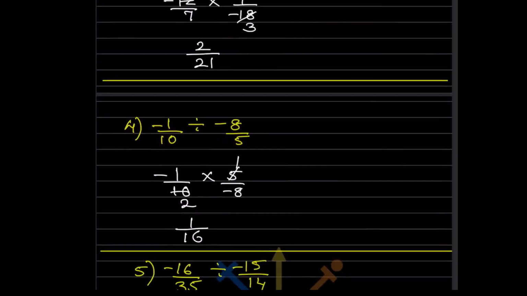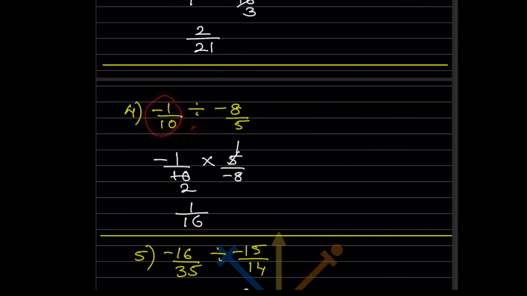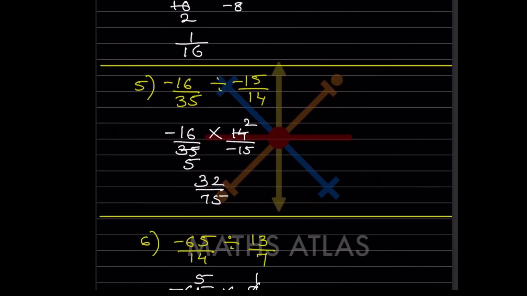So this is going to be minus 1 by 10. This becomes multiplication, this will get flipped over. 5 by minus 8, so that will be 5 ones are and 5 twos are, minus 1 by minus 16, so that will be 1 by 16, because minus minus becomes plus.